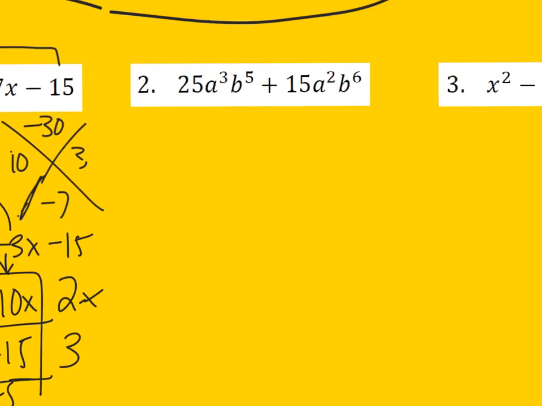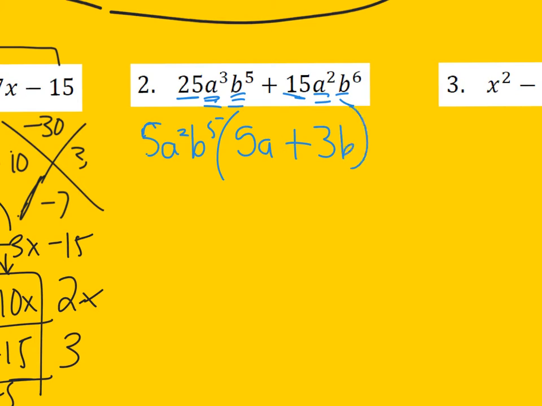For number 2, I'm hoping you're looking at that going, well, I can't factor it like I just did because that's going to be different, and you would be right. So this is where you do the first rule of factoring, and that is pull out everything in common. Between 25 and 15, I can pull out 5. A cubed and a squared, I can pull out a squared. B to the 5th, b to the 6th, I can pull out b to the 5th. Then I write what's left, so that's going to be 5a squared b to the 5th times (a plus 3b). There's my factored answer. First rule of factoring, straight GCF.